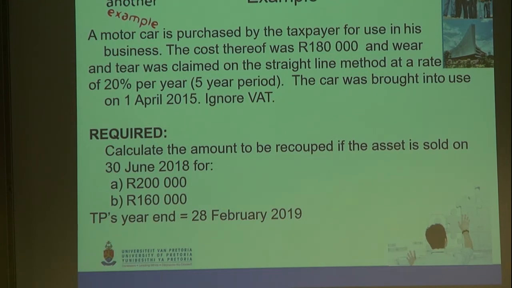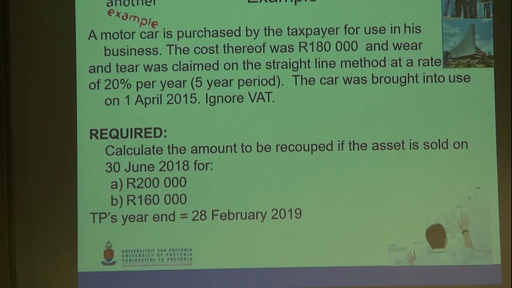Okay, so I'll give you an example here, and we've got a Section 11E asset here. So it's one that will be apportioned. It's a car purchased by the taxpayer to use in the trade. We're ignoring VAT here. The cost is 180,000 Rand. And Interpretation Note 47 says we're going to claim it over 5 years. We know that we must apportion. The car was brought into use on 1 April 2015.